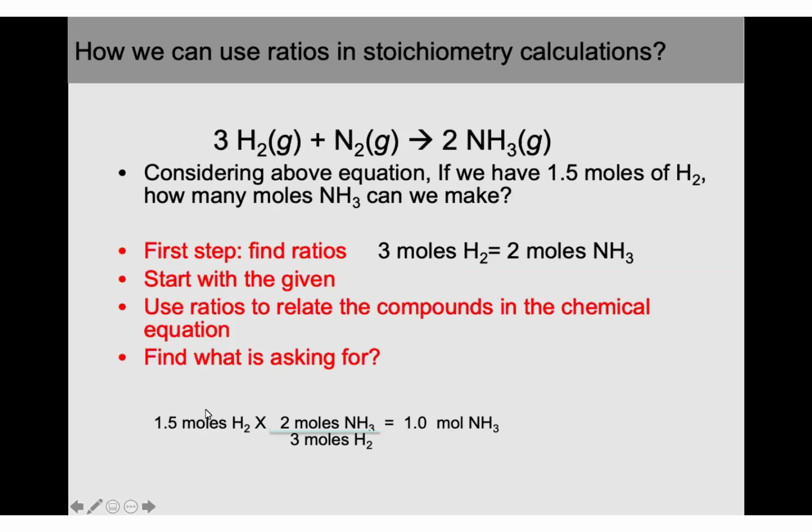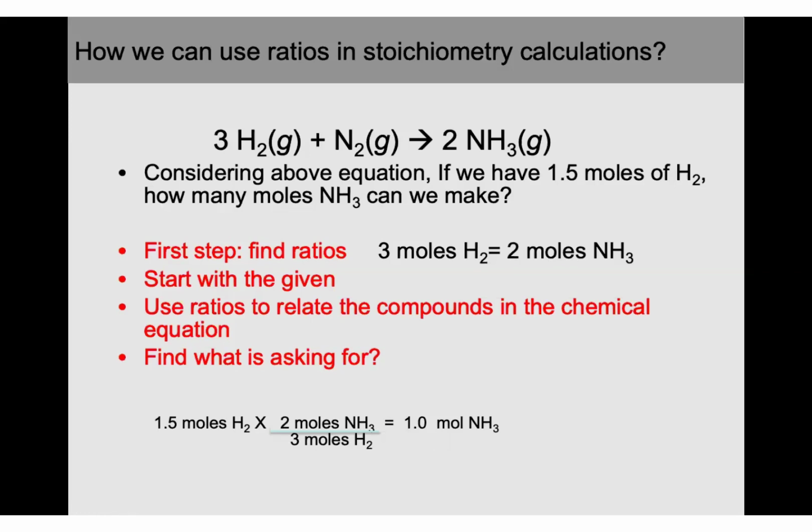Okay, so I related H2 to NH3. My final unit is now the mole of NH3. I do the calculations. The answer is 1 mole NH3 basically. So with 1.5 mole of H2, I can make 1 mole of NH3.